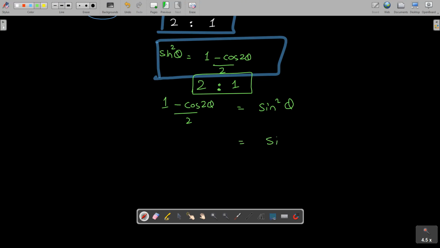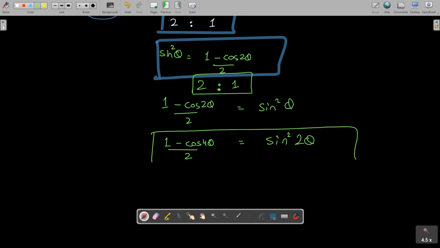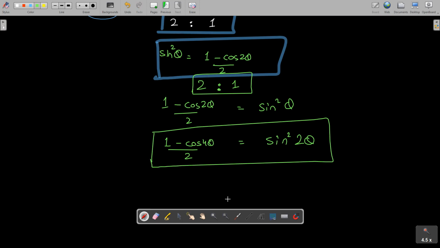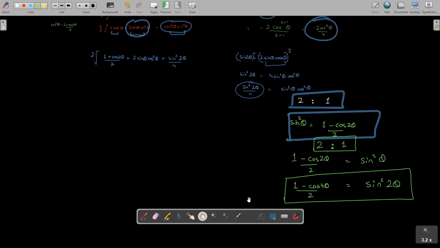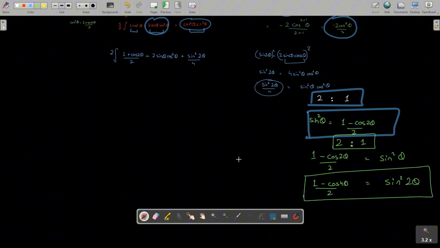We are going to substitute 2 here, sine squared 2 theta. And since it's 1:2, that means this should be twice of this, which means this will be cos of 4 theta now. 1 minus cos of 4 theta divided by 2. And this is our expression right here. All right, so we will be substituting this. I know it's a bit tricky, but practice makes perfect. You need to know this.